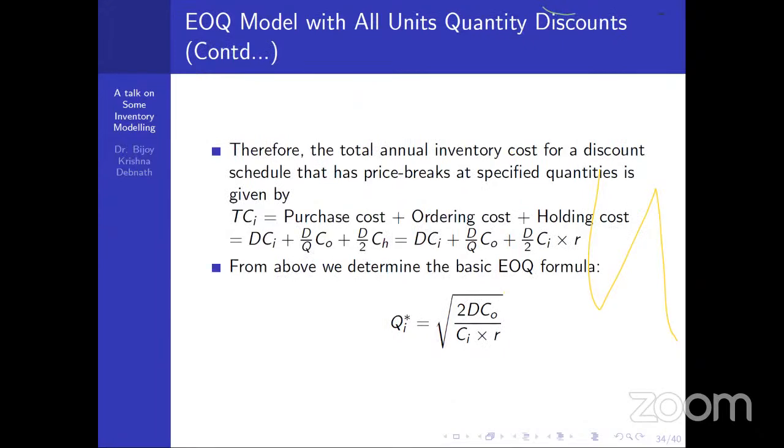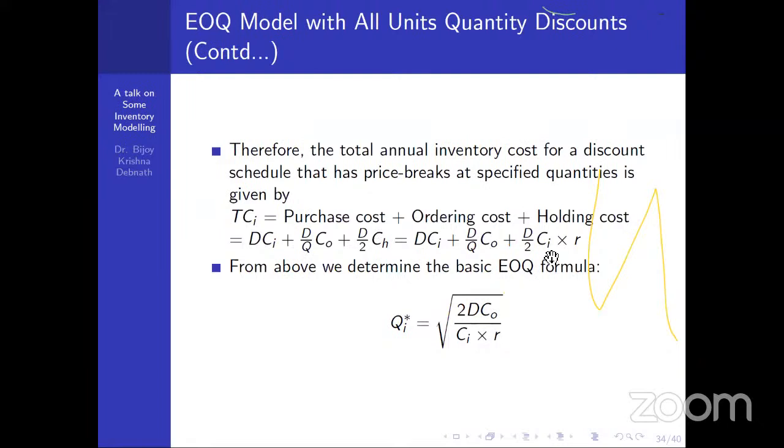And for that, the total annual inventory cost for a discount schedule with these price breaks is basically, because here we are only considering the total cost for each of these items, that consists of purchase cost, ordering cost, and holding cost. So how do we calculate purchase cost? D into Ci for the i-th item. Ordering cost is the number of orders, that is D by Q into C naught, and holding cost is the average inventory, so this will be Q by 2 into Ch. Sorry, this is a printing mistake.